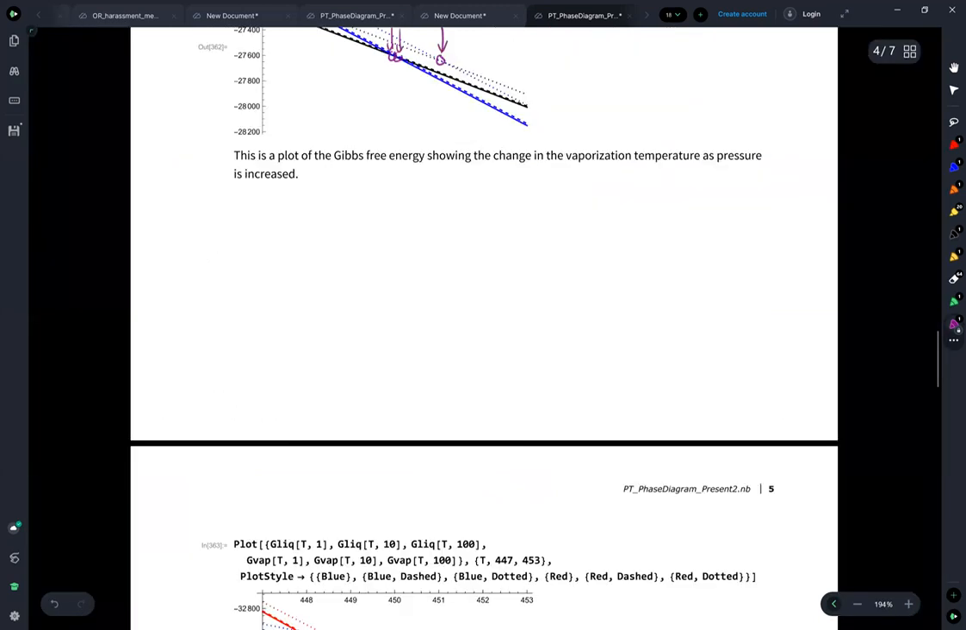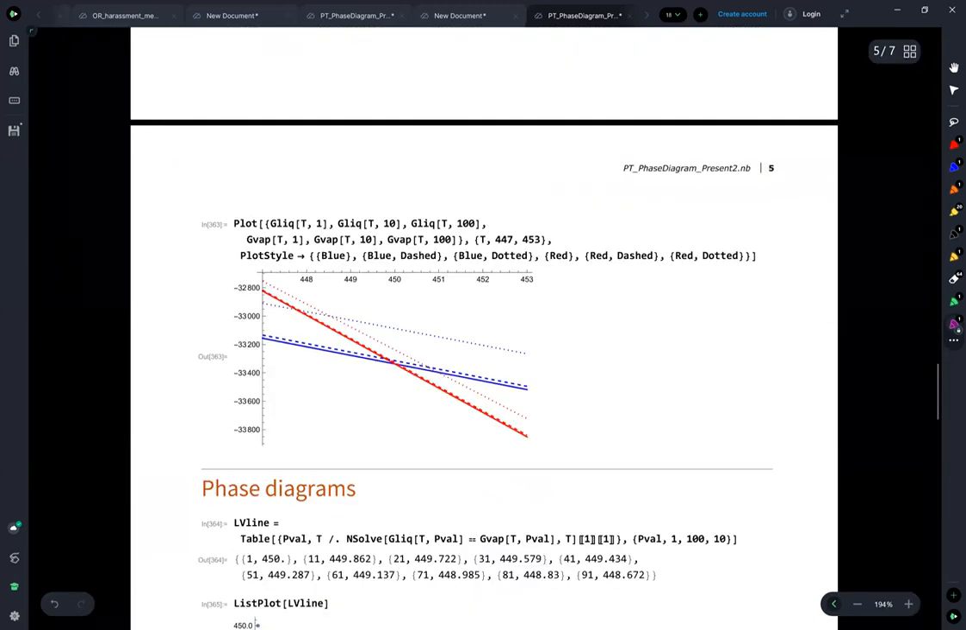We can do the same thing for vaporization in red, the vapor in red, and the liquid in blue. So again, you get TV as a function of pressure.